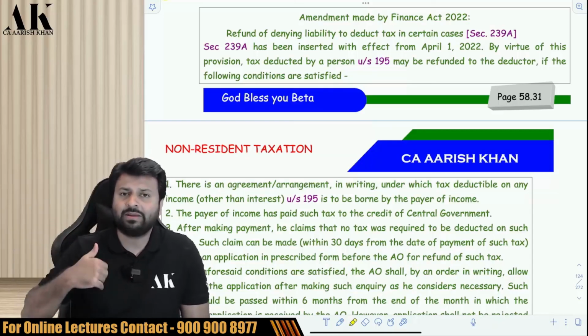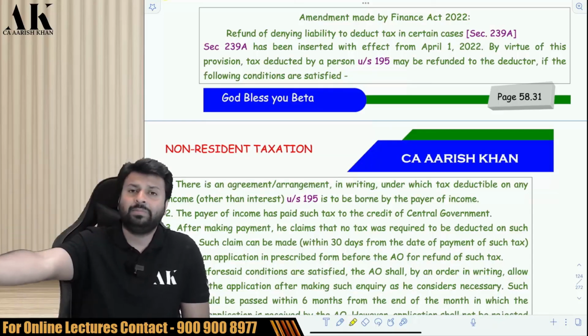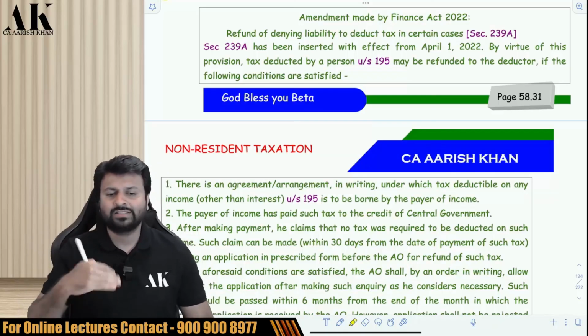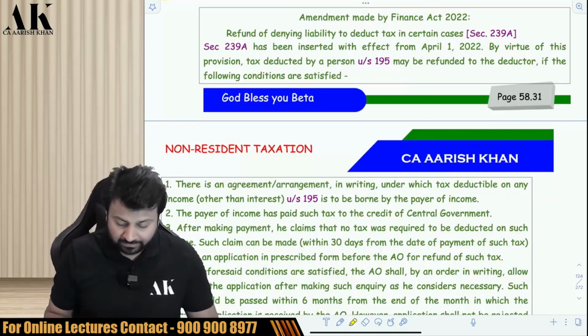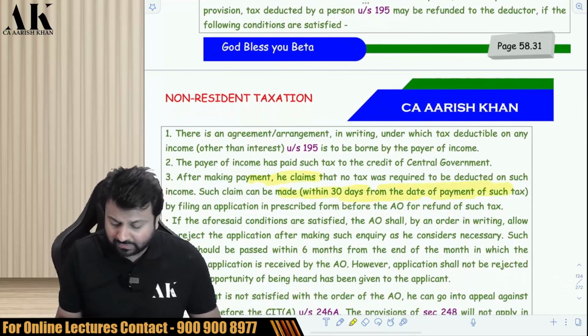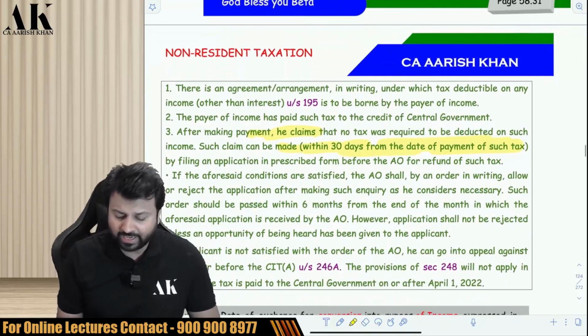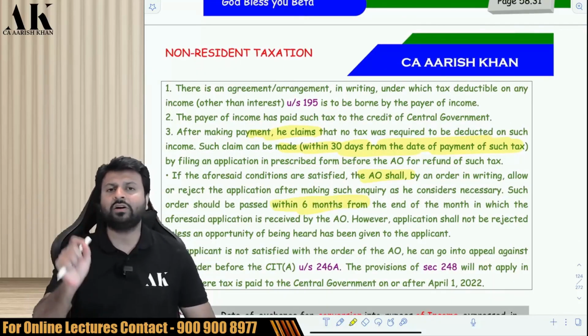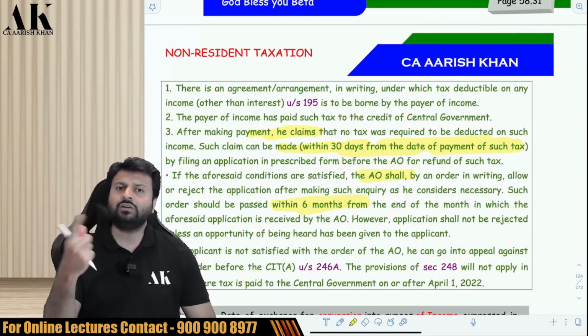Now after some time I came to know, I paid the tax to the government and then I came to know that the non-resident's income was not liable to tax. So in that case, you will get the refund. Don't worry. You have to go to the assessing officer and you have to make an application within 30 days from the payment of tax. And after that, the AO will pass an order within 6 months. Within 6 months, he will either allow the refund or he will not allow you the refund. If he allows the refund, well and good.